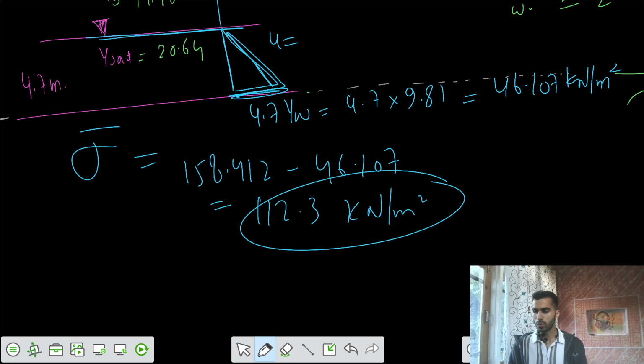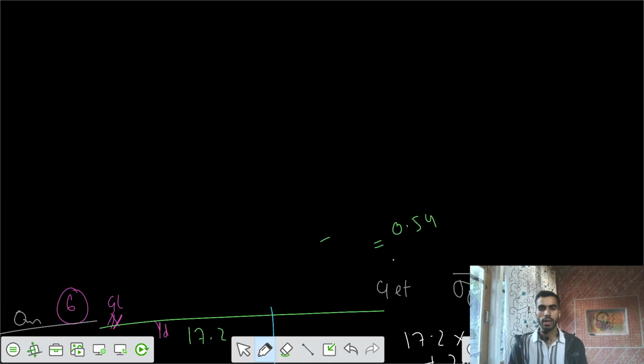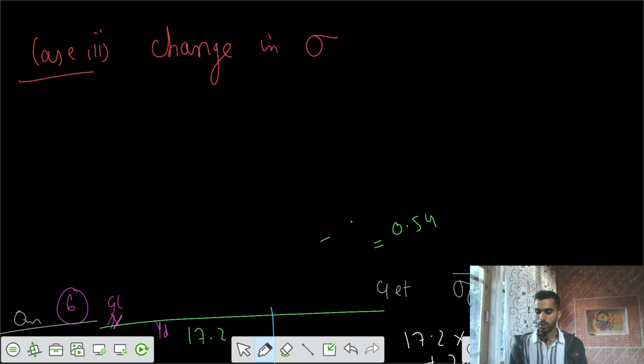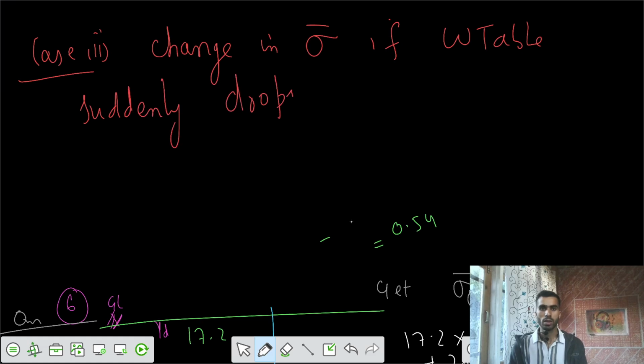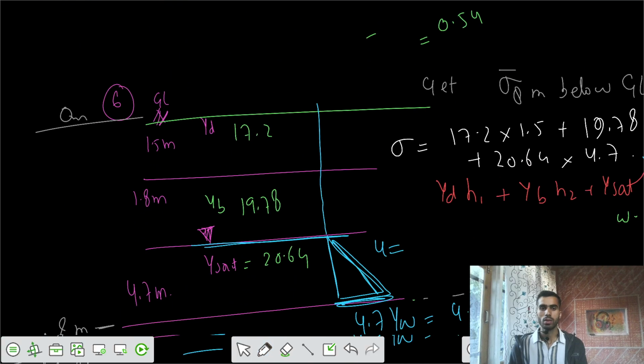So let's go for part 2 of the problem. Part 2, case number 2. Calculate the change in effective stress if the water table suddenly drops to a level of 6 meters below the ground level.